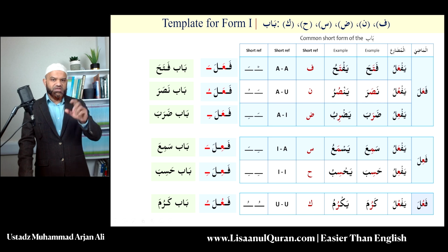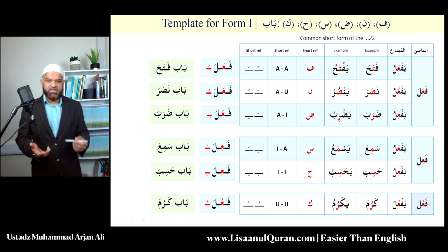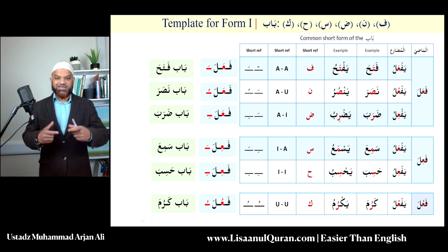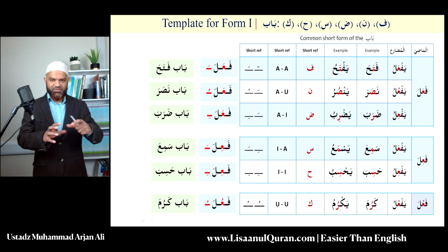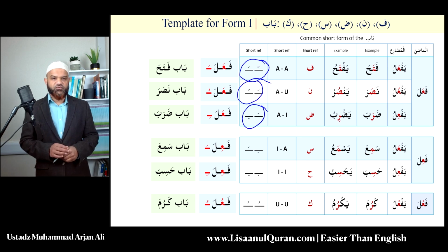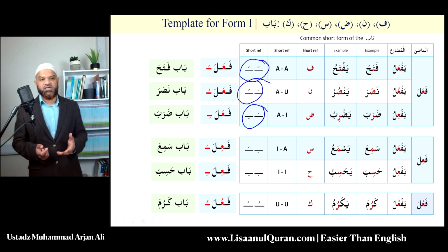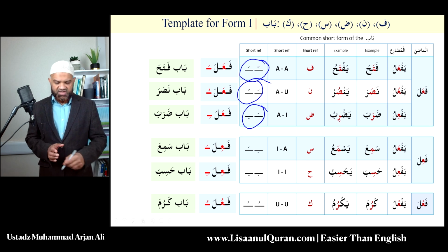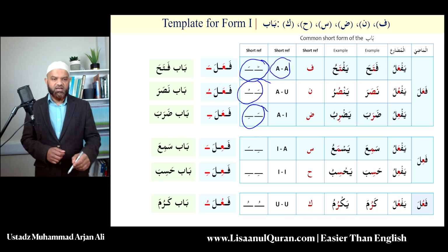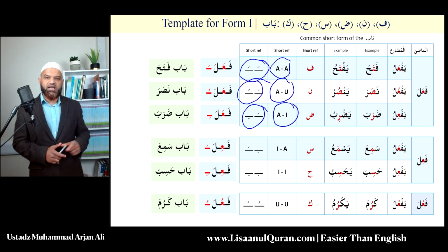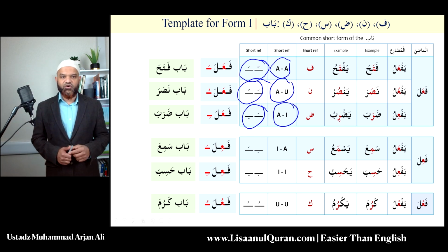Now, the reason why I've included this slide is quite important, so please pay attention to this one. These are the different ways different books use to indicate that the verb belongs to that group, that pattern. In some places you will see 2 vowel signs. For example, you see fatha here, fatha there. What does that mean? It means fataha yaftahu. So that indicates one way. In some books you'll see AA. A stands for fatha, AU is fatha dhamma, and AI is fatha and kasra. That's another way of pointing it out.